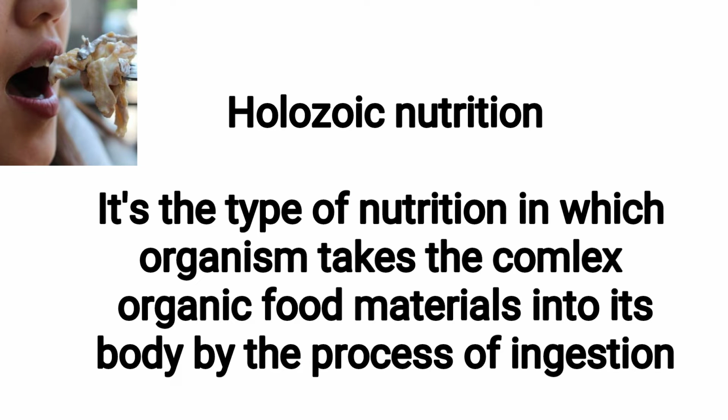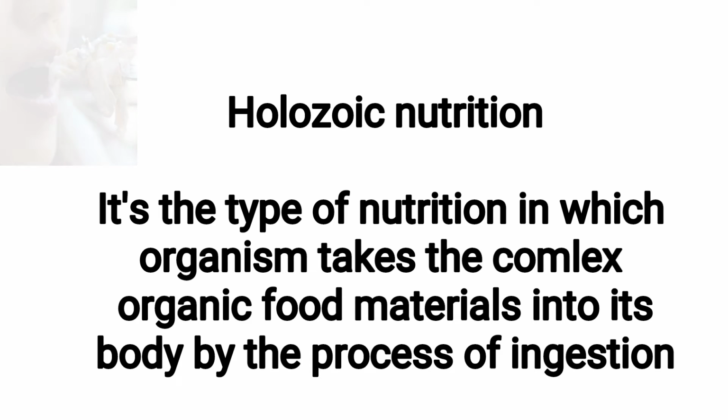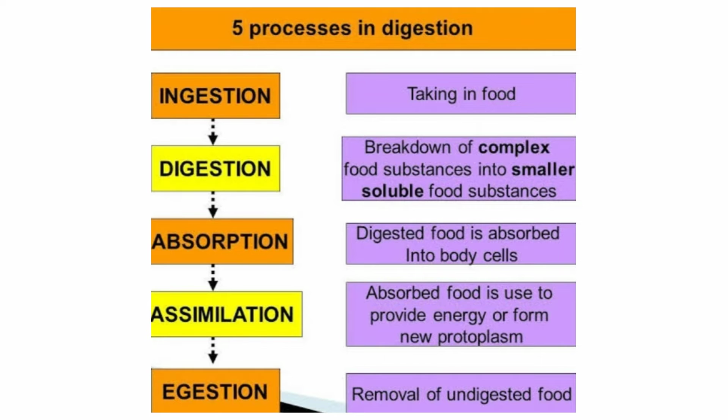organisms take the complex organic food materials into the body by the process of ingestion. They take food materials into the body, digest them, and then absorb them into the body cells of the organisms. So that is holozoic nutrition.